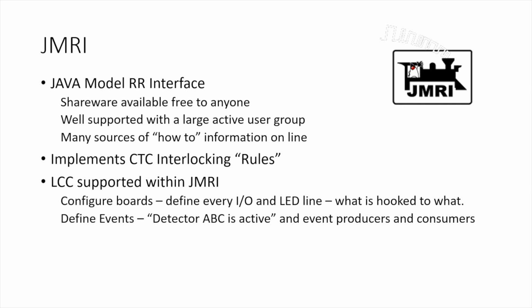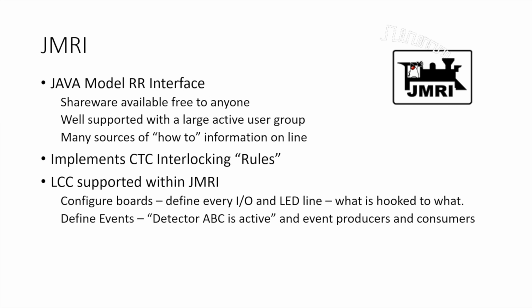And JMRI stands for Java Model Railroad Interface. It's software that you can download off the internet. It's available free to anyone. It's well supported. There's a large active user group. There's a lot of online resources you can find in terms of video clinics and how-to manuals and frequently asked questions. So it's a very robust, very powerful software package that's available to model railroaders for free.